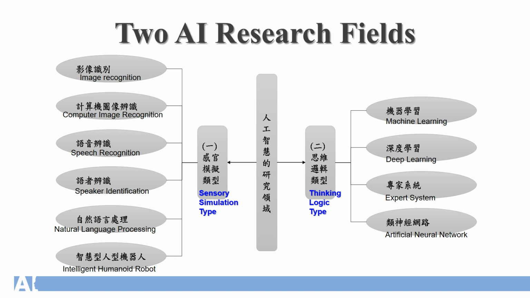Okay, serious movie. Okay, and for these research fields, on the right-hand side is about the sensory simulation type. Okay, they have image recognition, computer image recognition, speech recognition, speaker identification, natural language processing, and intelligent humanoid robot. That's what I talked about in the movie. The robot gives the human threat. Okay, on the right-hand side is more toward the thinking logic type.